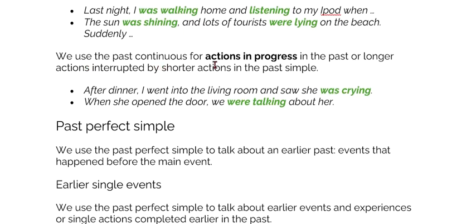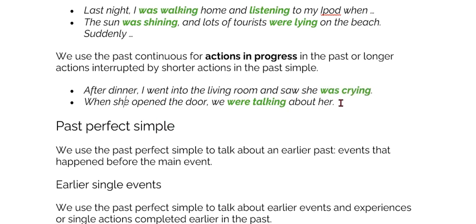So we use the past continuous for actions in progress in the past or longer actions interrupted by shorter actions in the past. I mean, creating the scene and then the events which interrupt that scene. For example, after dinner, I went into my living room and saw that she was crying. When she opened the door, we were talking about her.